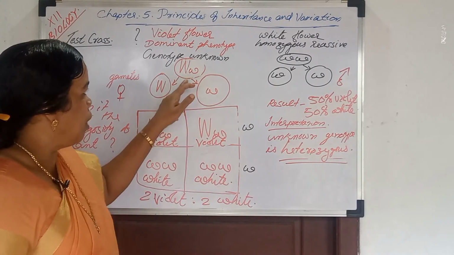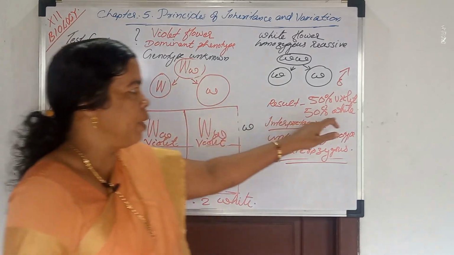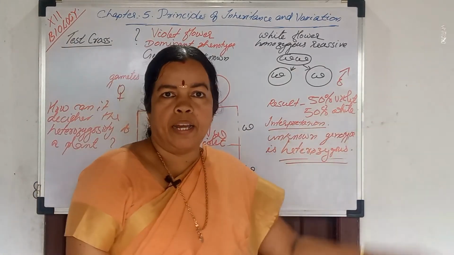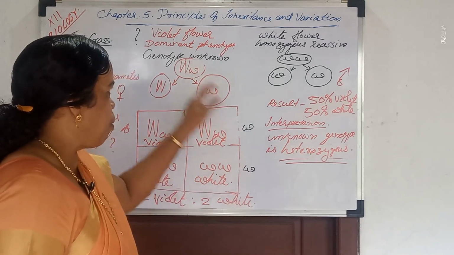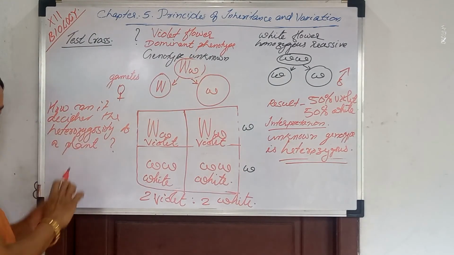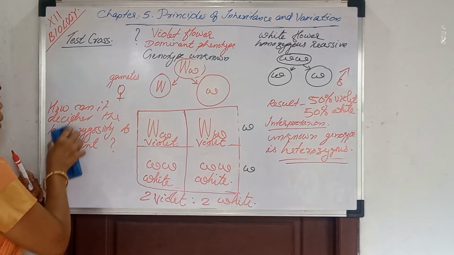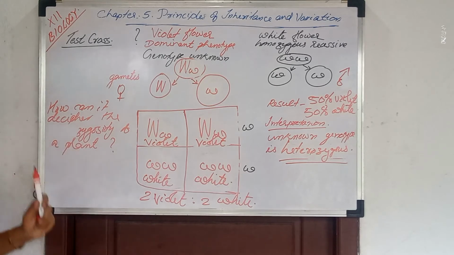How will we write heterozygous? If the genotype is heterozygous, in this case the result will be 50% violet and 50% white. That part you have to explain. Then it can also be asked another way. Instead of heterozygosity, homozygosity can also be asked.